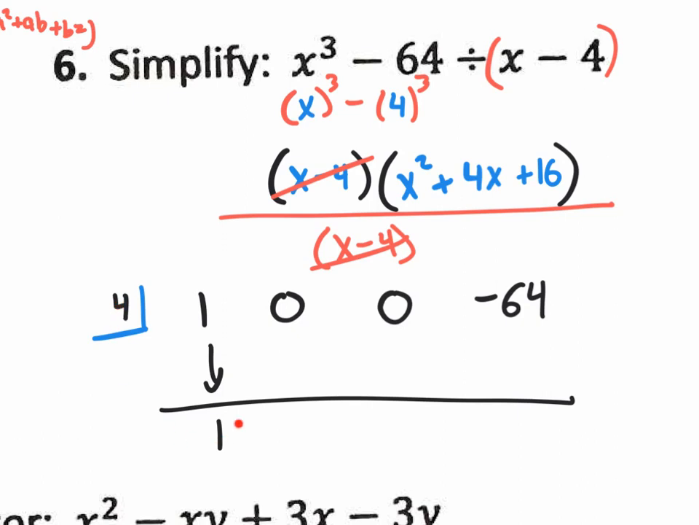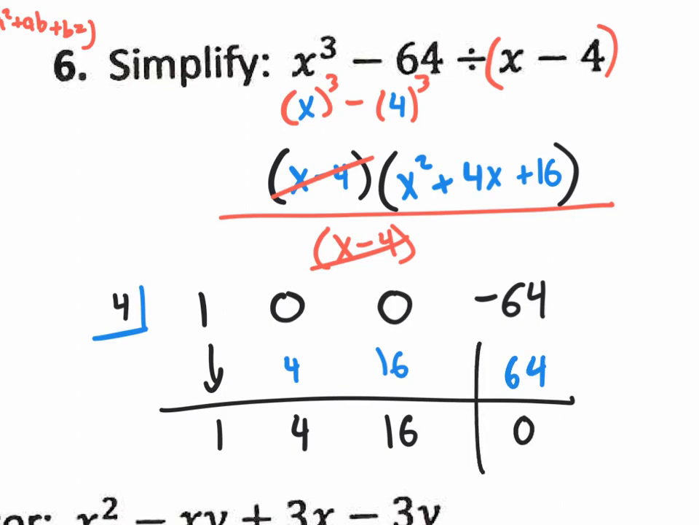As you go up, you multiply. 4 times 1 is 4. As you go down, you combine. 0 plus 4 is 4. As you go up, you multiply. 4 times 4 is 16. As you go down, you combine. 0 plus 16 is 16. As you go up, you multiply. 4 times 16 is 64. And what happens here? Remainder 0.